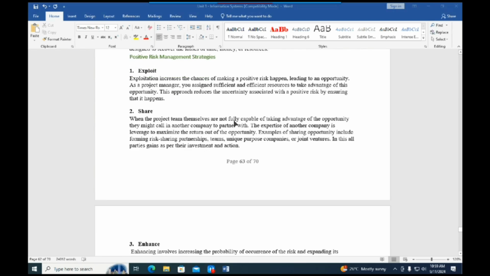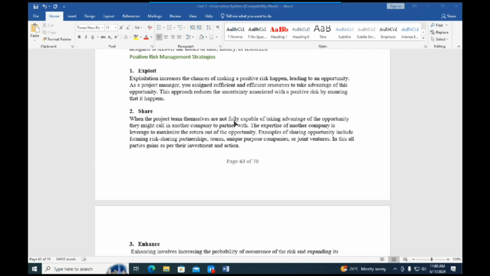The positive risk management strategies include, one, exploit. Exploitation basically is going to increase the chances of making a positive risk happen, because it's something positive. So we are increasing the chances of a positive risk happening, and that is going to lead us to an opportunity. As a project manager, you are given sufficient and efficient resources to take advantage of this particular opportunity.